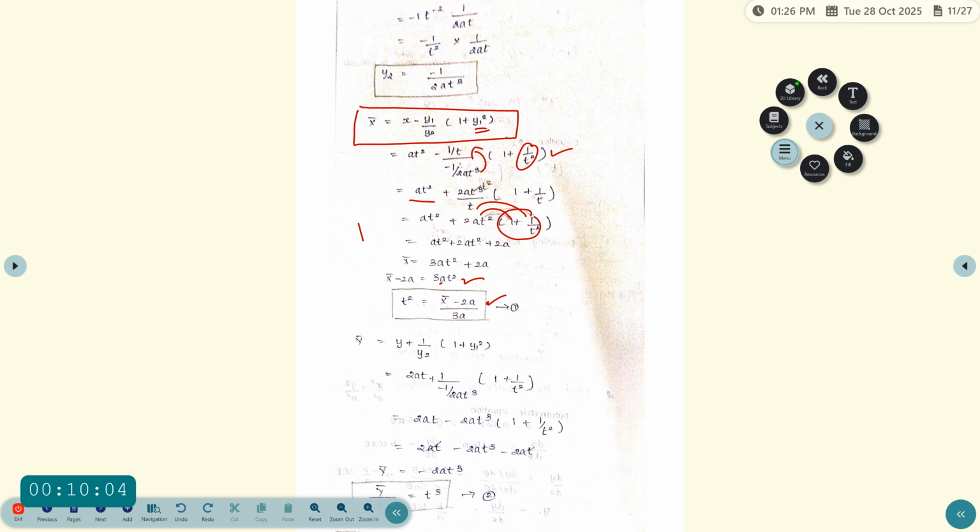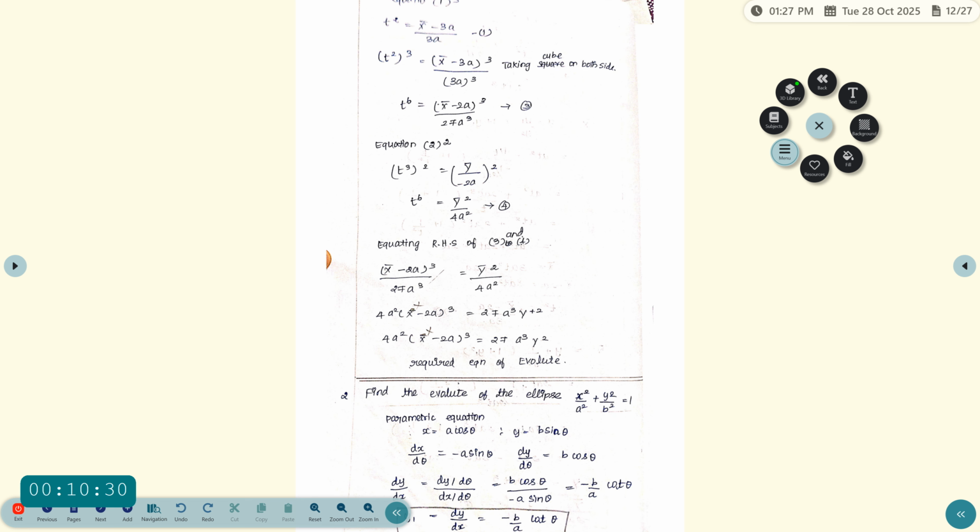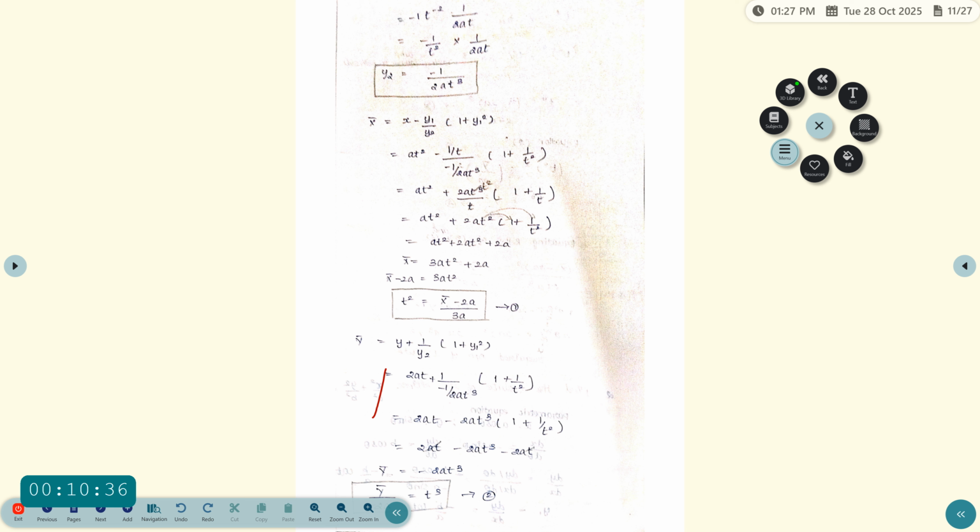The next step, we need to find the value of y bar by using the formula y bar equal to y plus 1 by y2 into 1 plus y1 square. So 2at plus 1 by minus 1 by 2at cube, into 1 plus 1 by t square. After making a simplification, we are getting y bar equal to minus 2at cube. That is, y bar by minus 2a equal to t cube.